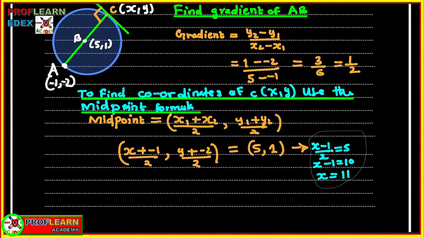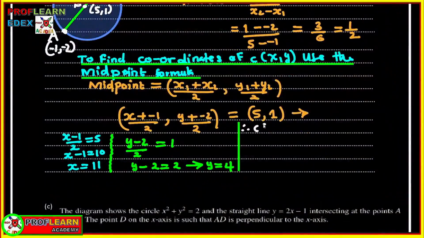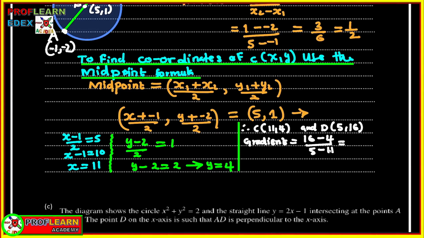Similarly, I'll do the same. Let me just move this a little bit here so that I can have enough space. I'll do the same to y, and I'll get my value of y as 4. So the coordinate of point C is (11, 4). And then now I can find the gradient of that line.